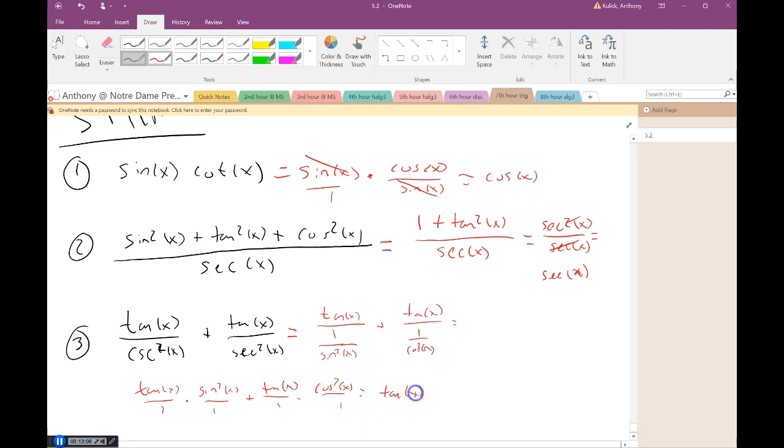I notice in that expression each term has a tangent in it. If I factor that off, I have tan times sine squared plus cosine squared, which is just tangent.